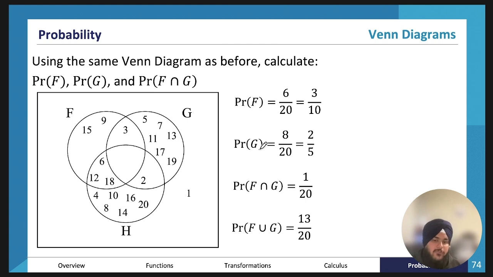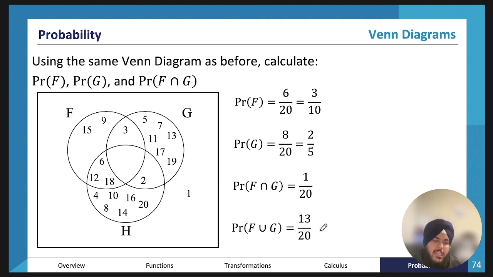Now, if we look at the probability of G, if we count the number of favorable outcomes, that is going to be 8. So it's 8 over 20, which is 2 over 5, which is 0.4. Next, for the probability of F and G, we need to look at the outcomes that are intersecting F and G. We only have one outcome, which is 3, intersecting both F and G. Therefore, the favorable outcome is 1 over the total outcomes, which is 20.